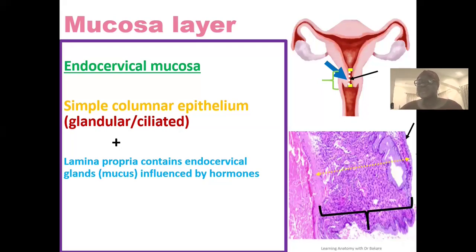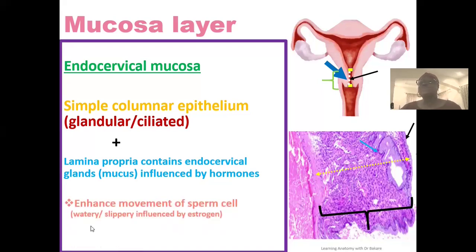And underlying this simple columnar type of epithelium, we have the lamina propria. And this is what is carved out here in dotted yellow. We know that the lamina propria is a loose type of connective tissue, and it is seen to be embedded with endocervical glands. And this is what is harrowed here in blue. So you have the endocervical glands that are highly influenced by hormones. They tend to secrete fluid into the endocervical canal. And the fluid that is secreted mainly is to enhance the movement of sperm cells.